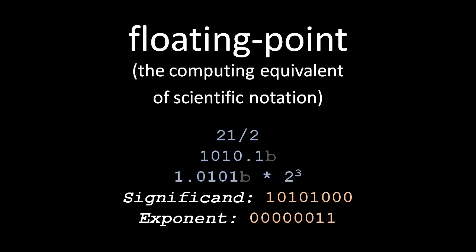Let's say we wish to represent 21 over 2 in floating point. 21 over 2 expressed in binary radix point is 1010.1. Expressed in scientific notation, this becomes 1.0101 multiplied by 2 to the third. And so in floating point, we store the significand 1.0101 and the exponent 3. Assuming we're using 8 bits for the significand and 8 bits for the exponent, it would look like this. The significand gets transcribed into its bits, whereas the exponent is expressed simply as an integer.